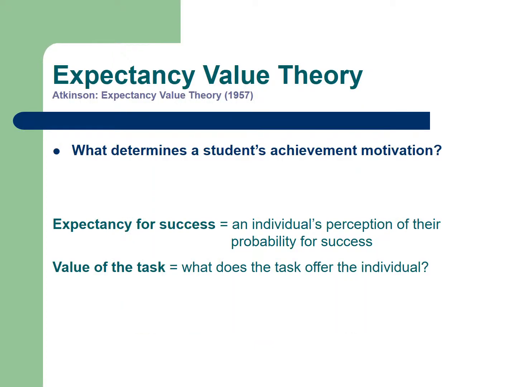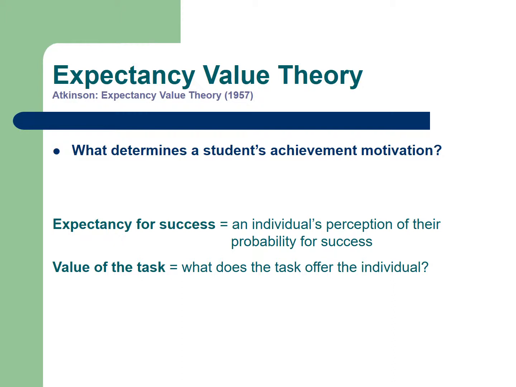So what determines a student's achievement motivation? In other words, a motivation to achieve. One of the first major theories we're going to discuss is called the expectancy value theory, or sometimes just the expectancy theory. This was put forth by a researcher named Atkinson way back in 1957. He theorized that there were two important components to students' motivation: expectancy for success, or whether a person expects to succeed in something, so what's the probability that they'll be successful, and the value of the task. So what does the task offer the individual?